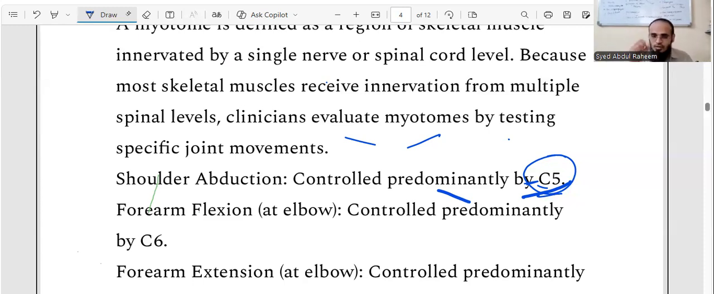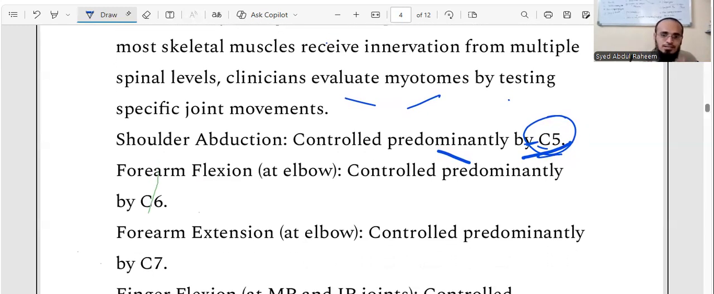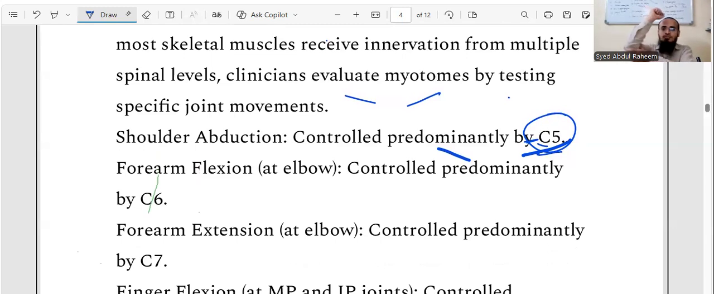So now you are doing shoulder abduction. This is called shoulder abduction with the help of C5. If you can do abduction, it means C5 is okay. Next, the forearm, the joint at the elbow. This is flexion. You tell the patient to bring this hand up, that tests C6. If he is unable to bring the hand, there is an issue in C6.